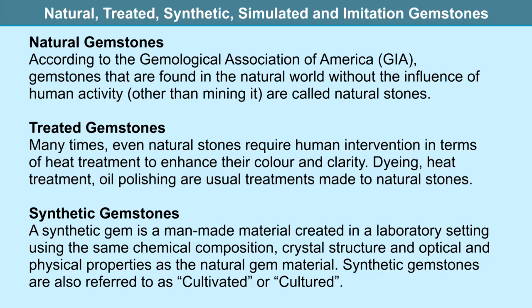Now let us look at the kind of stones that are available in the market. These can be divided into natural, treated, synthetic, and imitation stones. Natural gemstones. According to GIA, the Gemological Institute of America, which is the world leader in certification of gemstones, gemstones that are found in the natural world without the influence of human activity other than mining it or cutting it are called natural stones. These stones are often dull, sometimes filled with errors, cavities, or other natural inclusions.